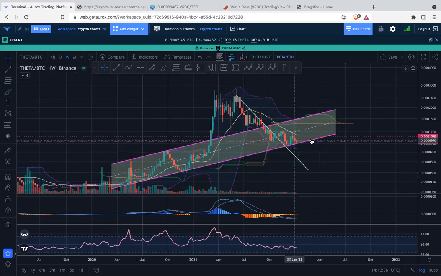Again, it could keep consolidating and break below this channel, but we like our chances here. This looks good. If it can hold, that's definitely a really good sign. You've had your spring and a backtest of the spring, and then you continue. Massive on a weekly time frame, nonetheless. Okay, so keep an eye out for Theta moving forward.